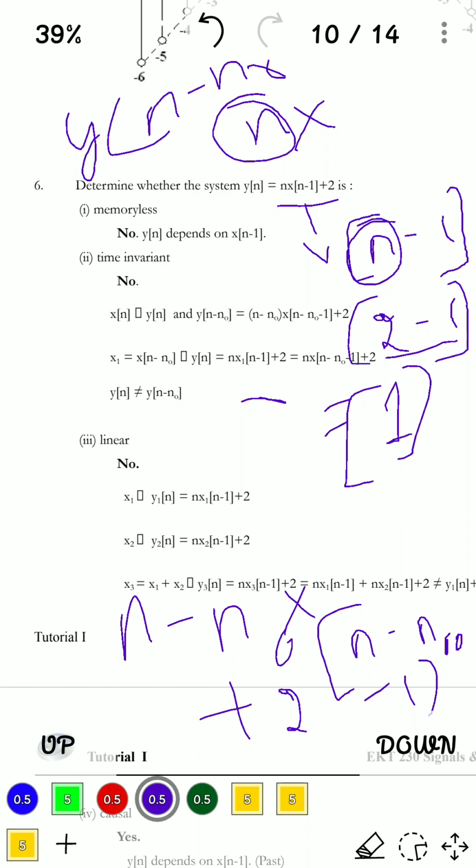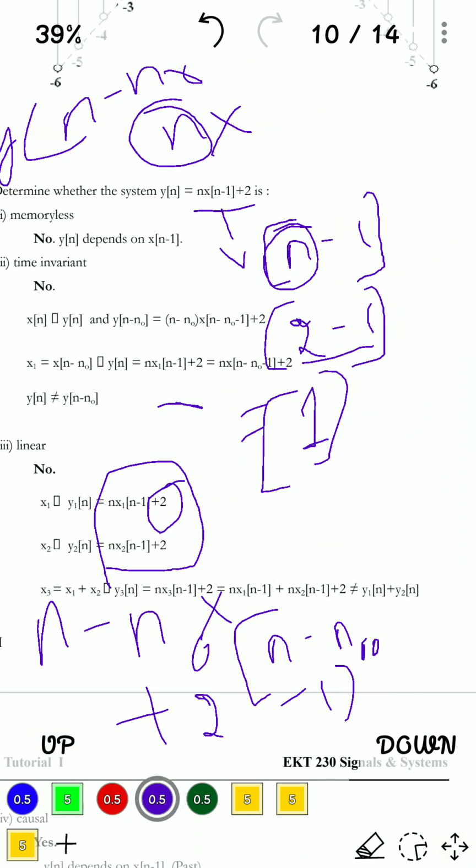So these kinds of systems are not at all linear, because here a plus 2 is present, and when you take the individual transformations of x1 of n and x2 of n, you get n x1 of n minus 1 plus 2 and n x2 of n minus 1 plus 2, as given here. And when you take the whole transformation, your resultant would be like this. So this one and this one are not at all equal, so I say that it is a non-linear system, right?